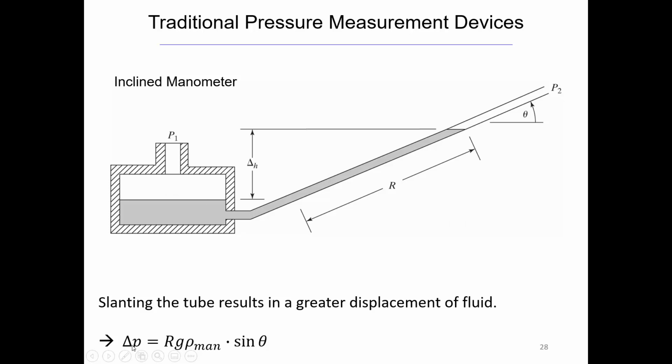The equation for this one, this is another one that should have a red box around it. The change in pressure equals R, so this is what you're reading. It's easier to read more accurately because you get more displacement, times gravity, times the density of the manometer fluid, times the sine of theta, the angle that it's inclined up from the horizontal.